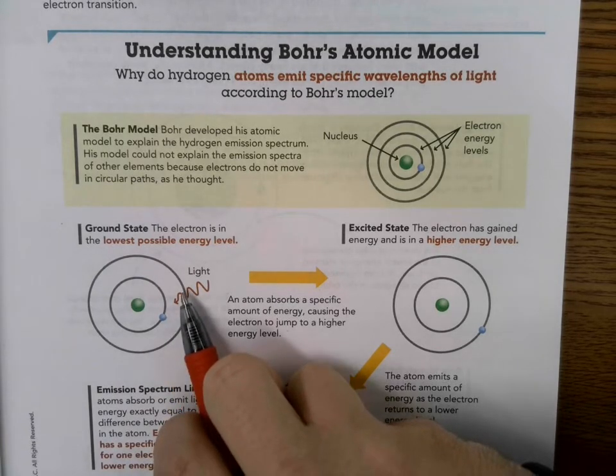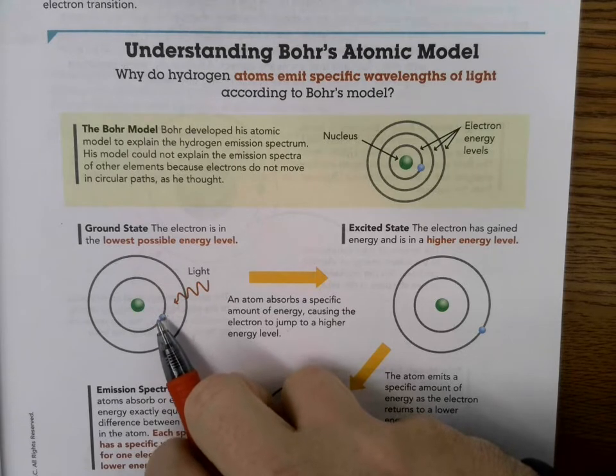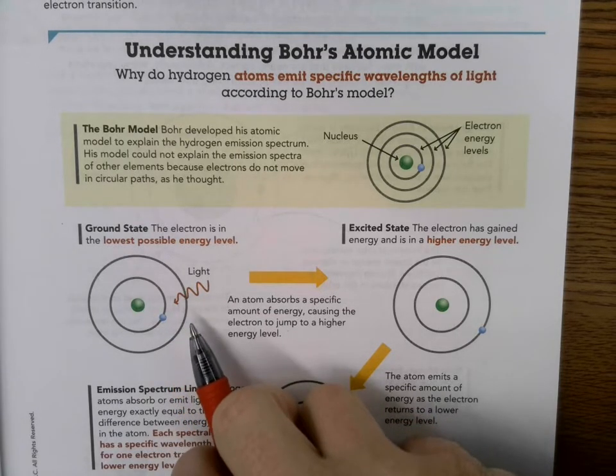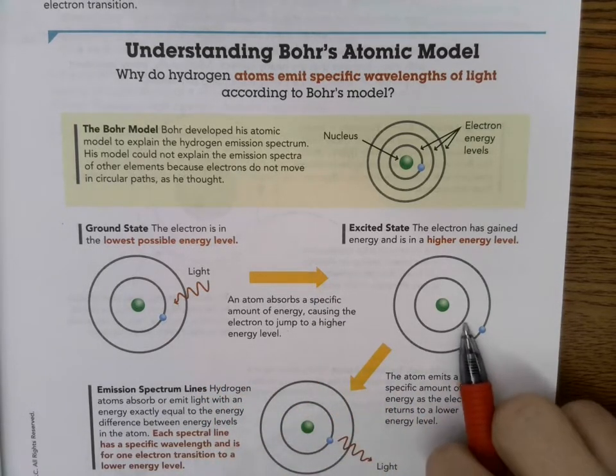Now, light is a form of energy, okay? Visible light is going to interact with this electron, and it's going to cause this electron to gain energy. And if it gains enough energy, it will jump to the next energy level, right? And it'll absorb that energy. And if we look at this picture, we can see that this electron has now officially jumped.